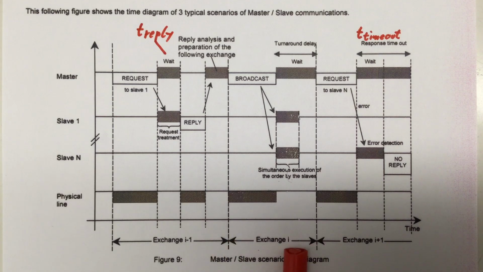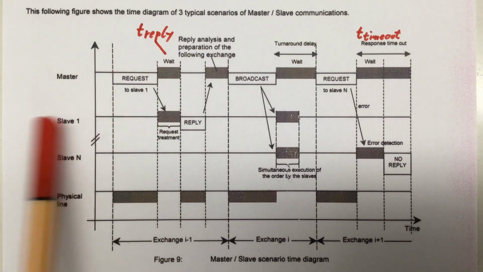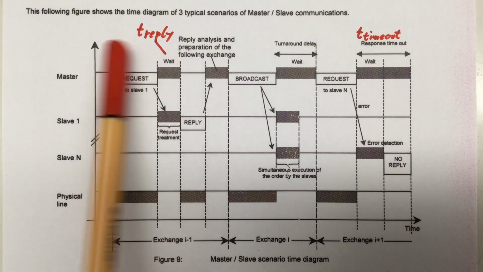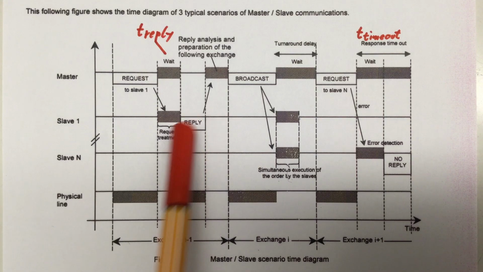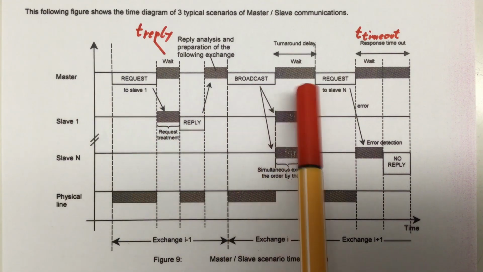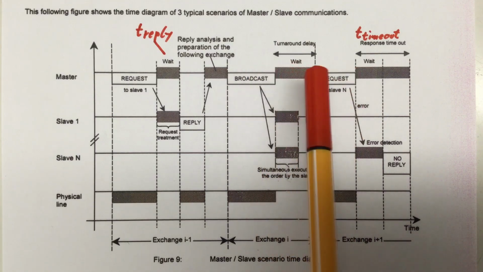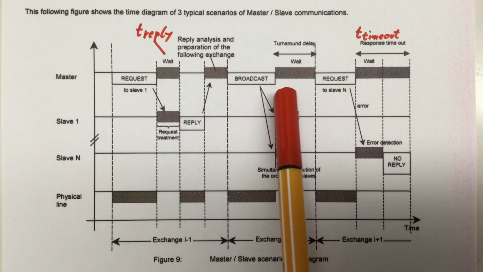The second one is a broadcast, which we haven't covered in the second details video. And the third is a timeout or queuing. In the first case, the master sends out a message to a slave, and then there is a waiting period. We call that T-reply until the slave replies to the master's message. After the master sends out a broadcast to all slaves, there is of course also a waiting period. We didn't define that in our protocol because we didn't use broadcasts.